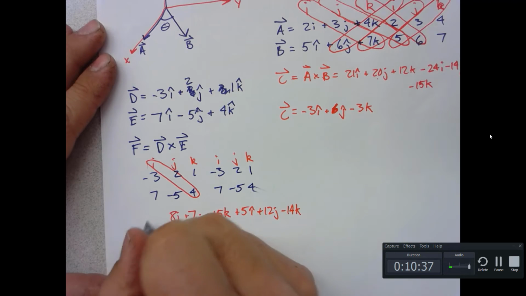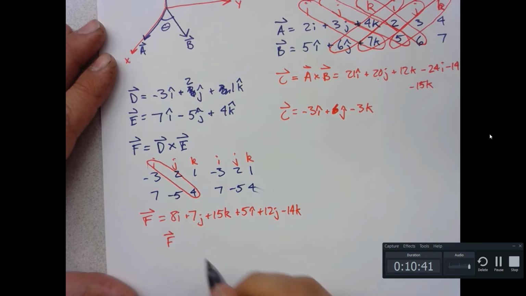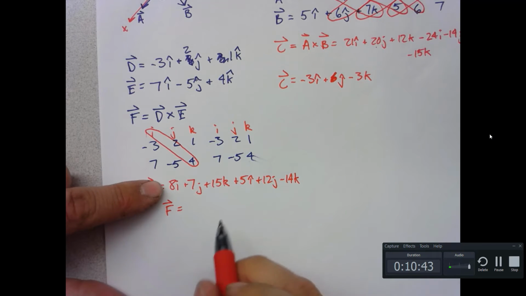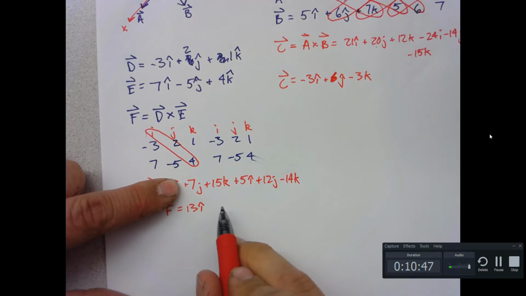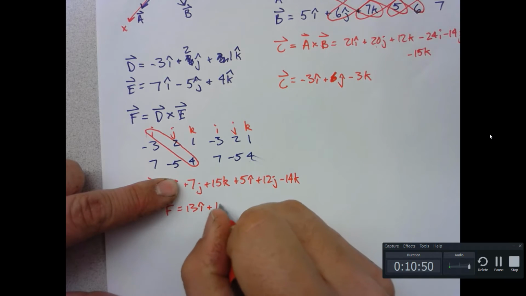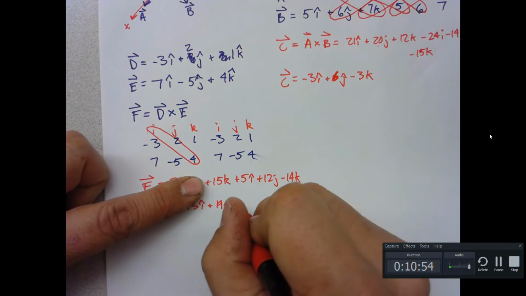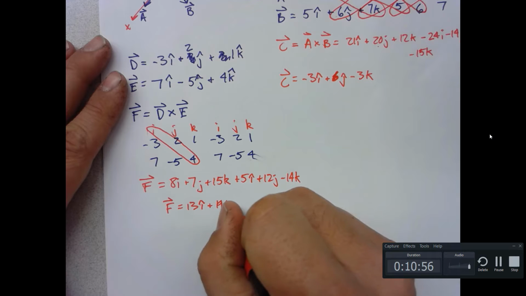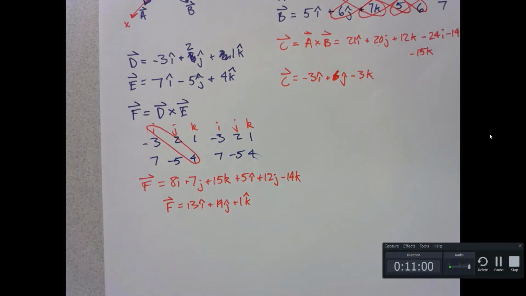And if we put those together, then F would be 8i plus 5i is 13i. 7j plus 12j is 19j. And 15k minus 14k is 1k. Everybody get that? Okay, that's a cross product.